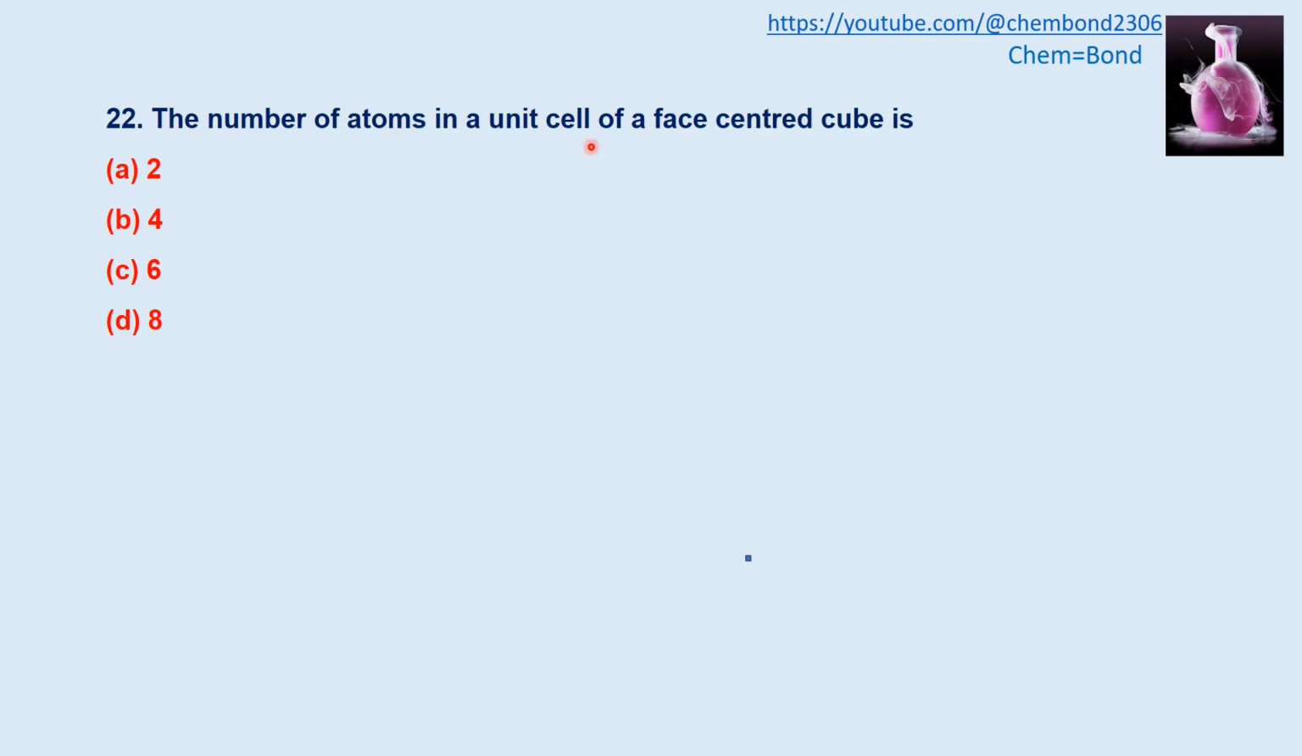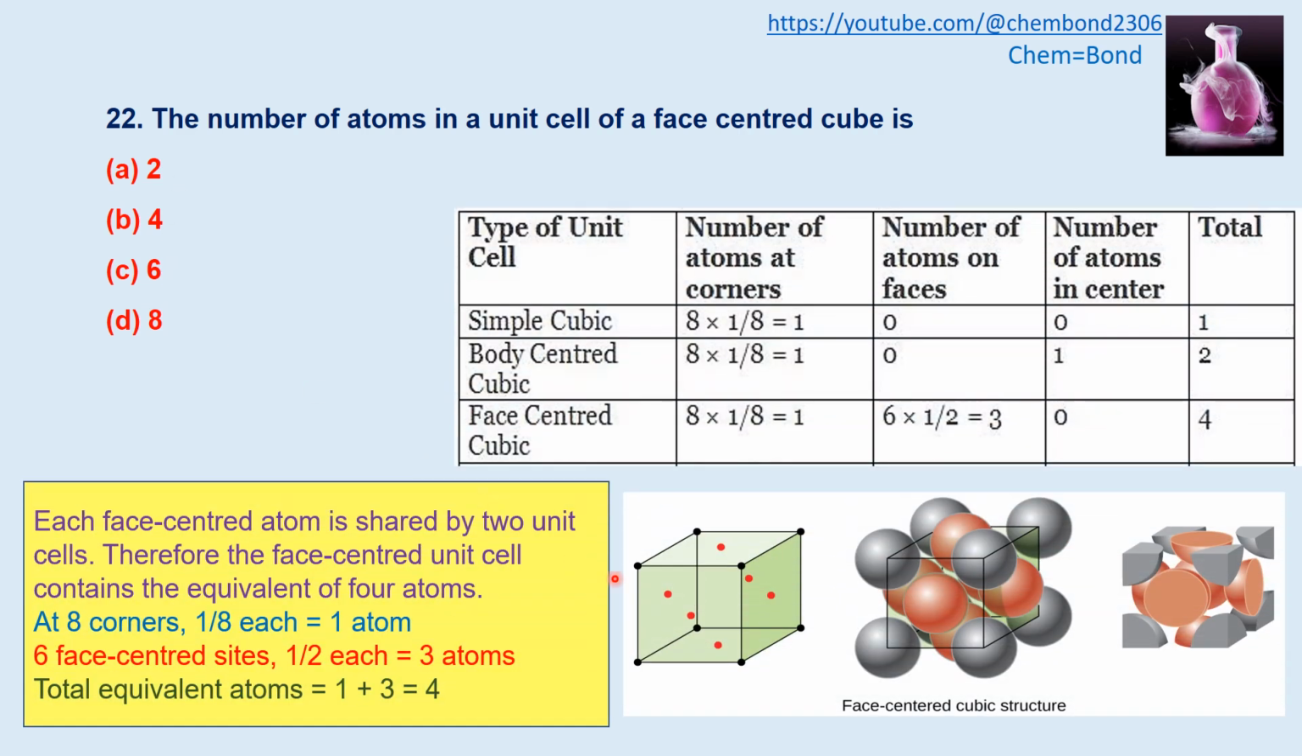The number of atoms in the unit cell of face center cube is 2, 4, 6 or 8. So first we will know about the face center cube. As the name indicates, it is face. Each atom is present at the face. There are 6 faces in a cube, which means that there are 6 extra atoms present in a face center cube, along with the 8 atoms present at the corner. Here the red atom represents the face atom, and the gray or black atom represents the corner atom.